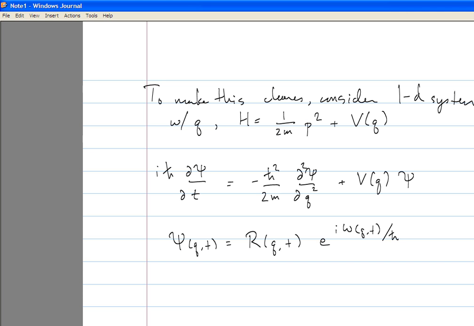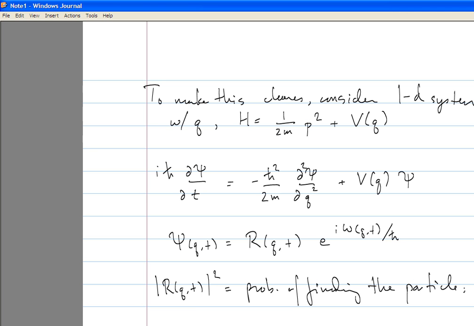So this norm is the probability of finding the particle at a given point. And we would like a physical interpretation for the phase of the wave function. So let's go ahead and just plug this into the Schrodinger equation. So plug that into there.